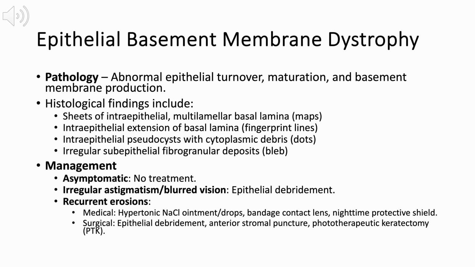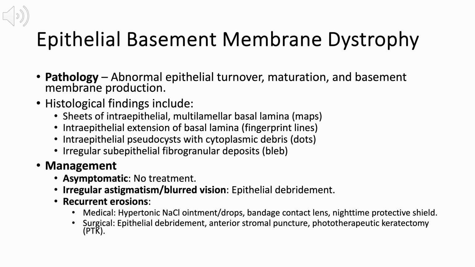The underlying pathology of EBMD involves abnormal epithelial turnover, maturation, and basement membrane production. On histology, several distinct features may be identified. First, sheets of intraepithelial multilamellar basal lamina correspond clinically to the map pattern. Fingerprint lines are caused by the basal lamina extending into the epithelium. Intraepithelial pseudocysts containing cytoplasmic debris are also observed and account for the dot pattern. Additionally, irregular subepithelial fibrogranular deposits may be found, which present clinically as the bleb pattern.